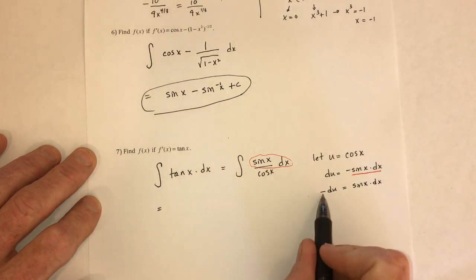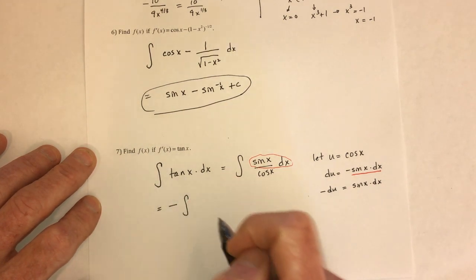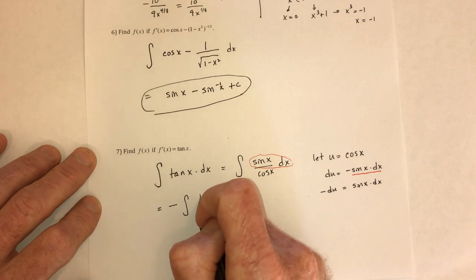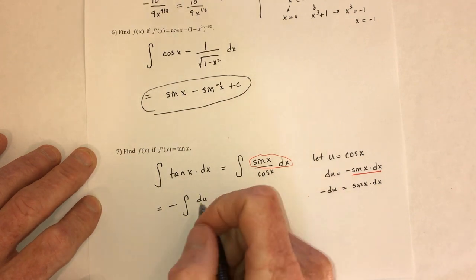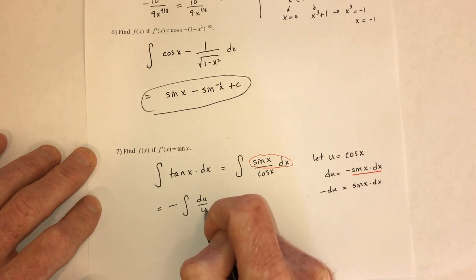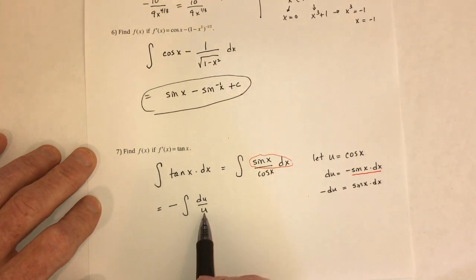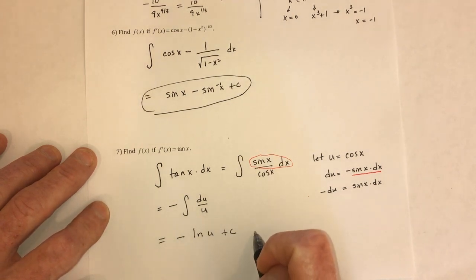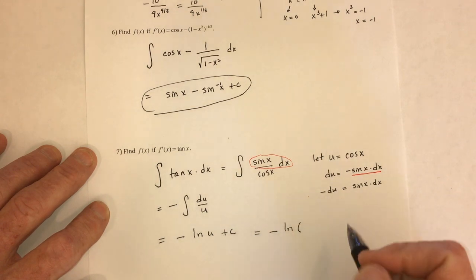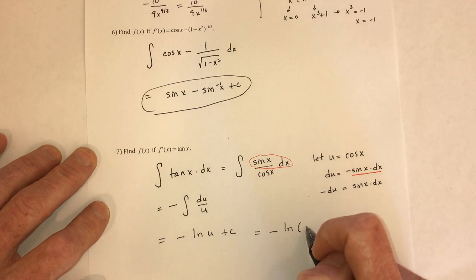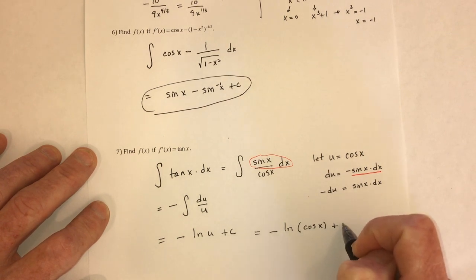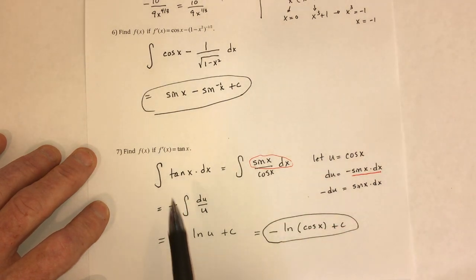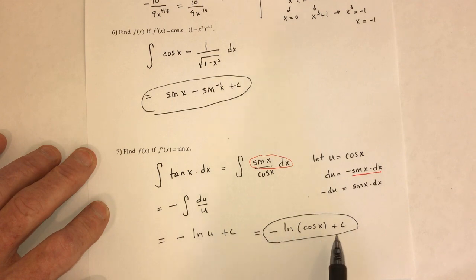So this one is going to be the negative. I'll just factor that out to the front. The top part is sine of x dx, so it gets replaced with the negative du. And the bottom part, that's just u. And since this is just like 1 over u, the answer is negative the natural log of u. And then replace u with cosine. So the final answer is the antiderivative for tangent is negative natural log cosine of x plus c.